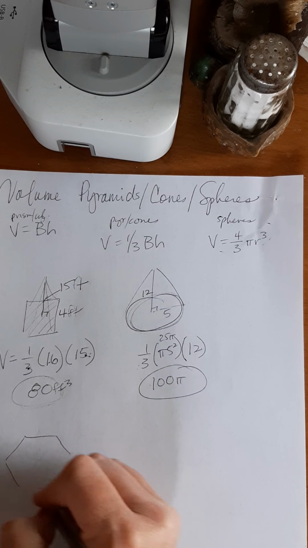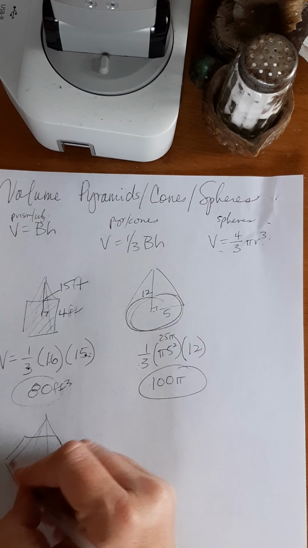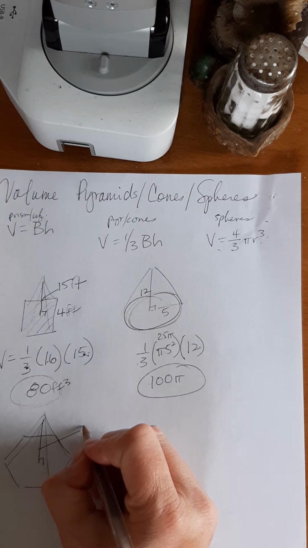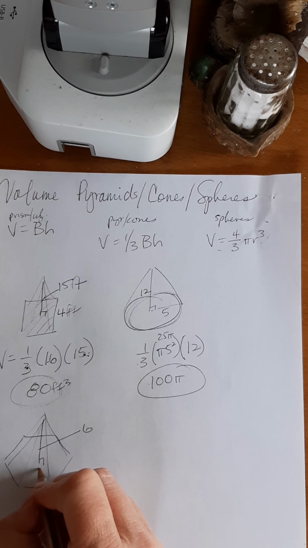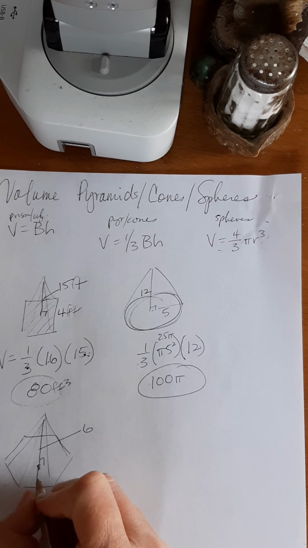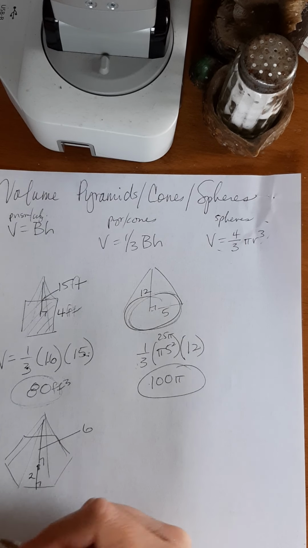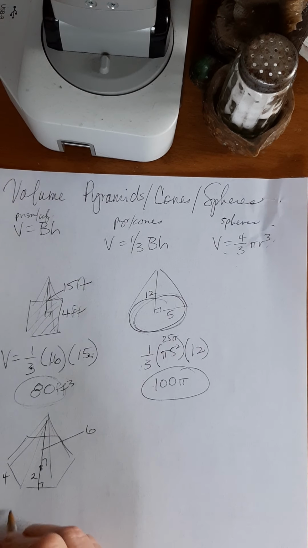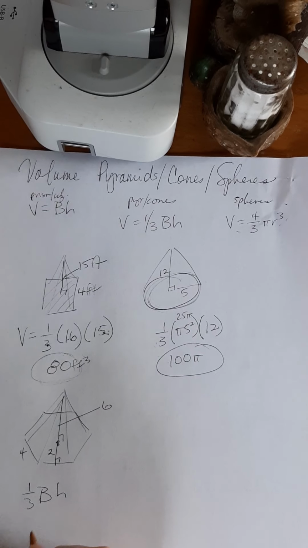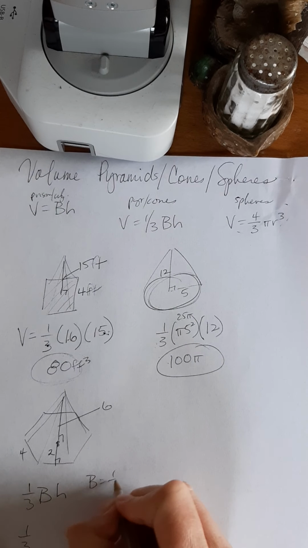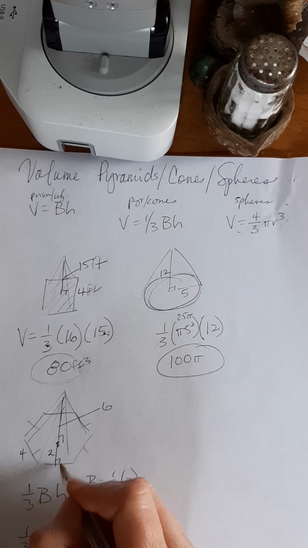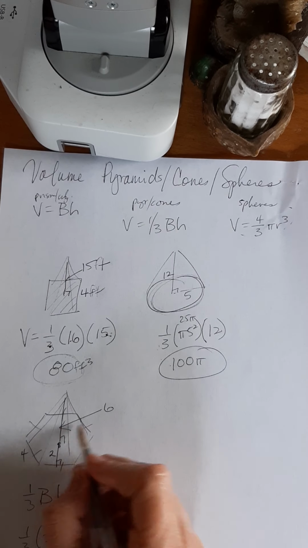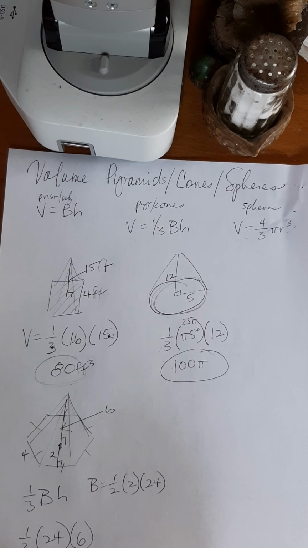Just like before, let's say they gave you a hexagonal pyramid. We'll say the true height is 6. And we'll say the apothem is 2, and I could do the trig, but we'll just estimate and say the sides are 4. So remember, 1/3 area of the base times the height. So area of the base, 1/2 apothem times perimeter. So 6 times 4, 24. So the area of the base is 24. Height of the figure is 6. 48.